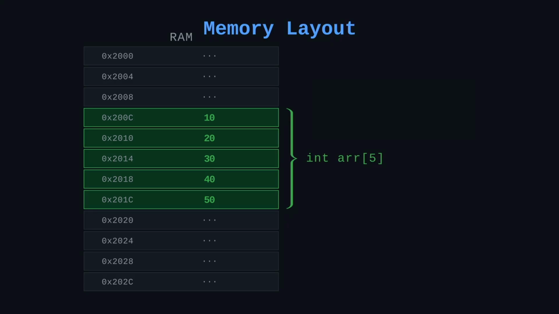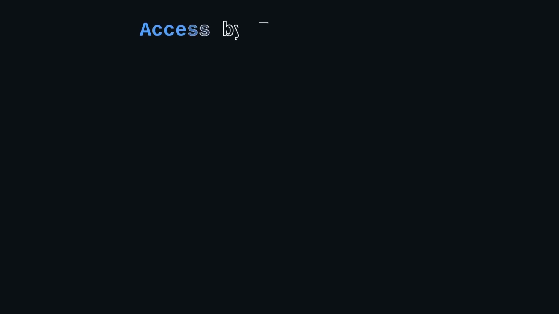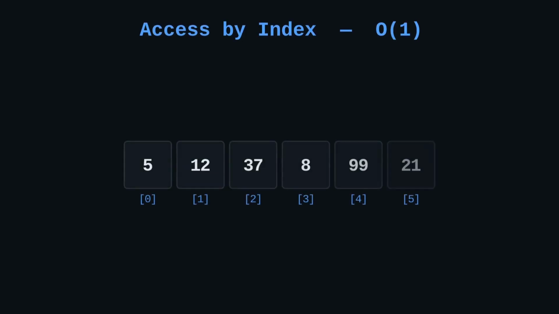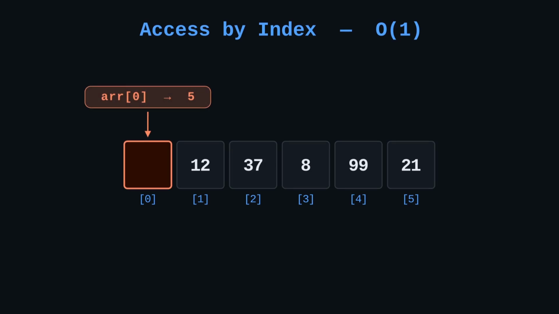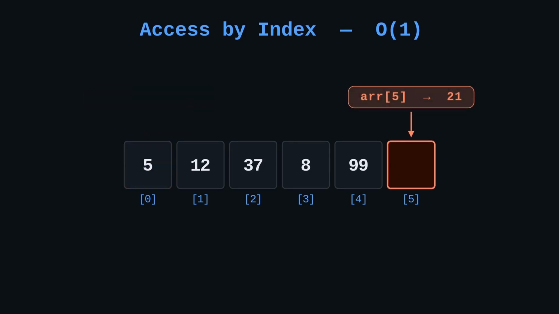Whether this rule is strict depends on the programming language. Elements are accessed by their index, starting from 0. This gives you direct, constant time access.